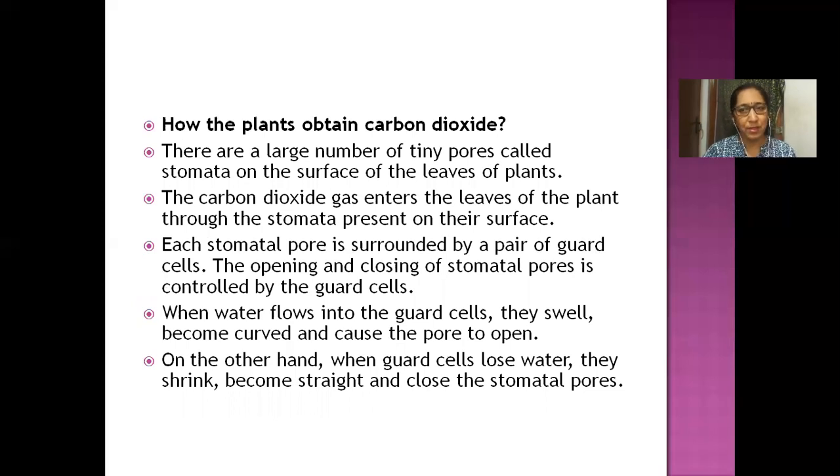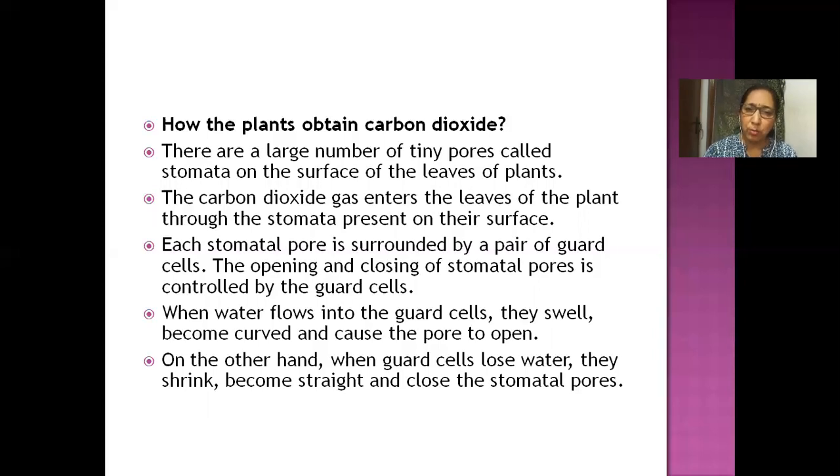Dear students, let's now know how the plants obtain carbon dioxide from the atmosphere. Here, dear students, we have to recall from class 9 what we have studied from the tissue lesson about the stomata, the structure of stomata, the functions of stomata. At the same time, we also learned about the vascular tissues, the xylem and phloem and their functions. So all this you need to remember.